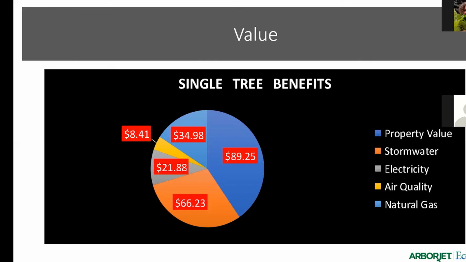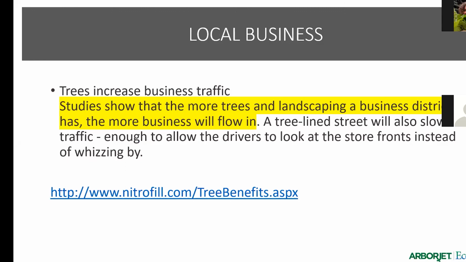Financial, they save us money. They basically pay bills for us as far as electricity, natural gas, stormwater retention. We don't see all those benefits until the tree's gone. If you plant a tree properly, you can get these benefits over time. But if it's done improperly and you have to remove it, you will then incur the debt that tree was providing.